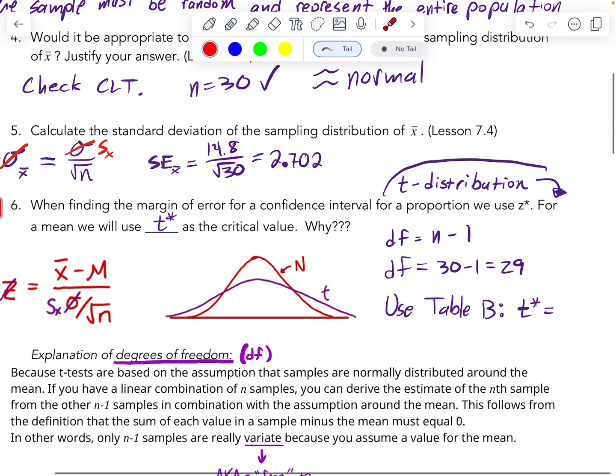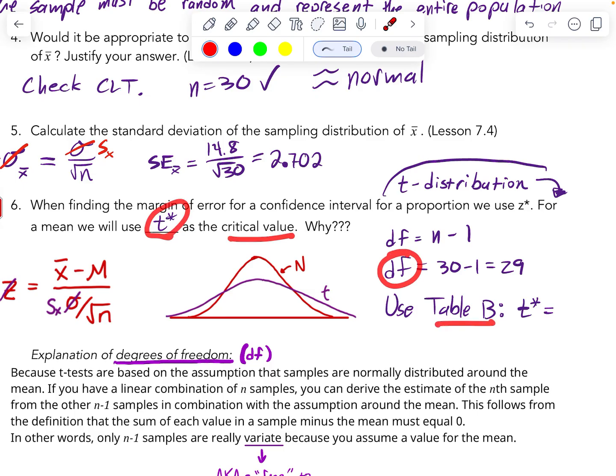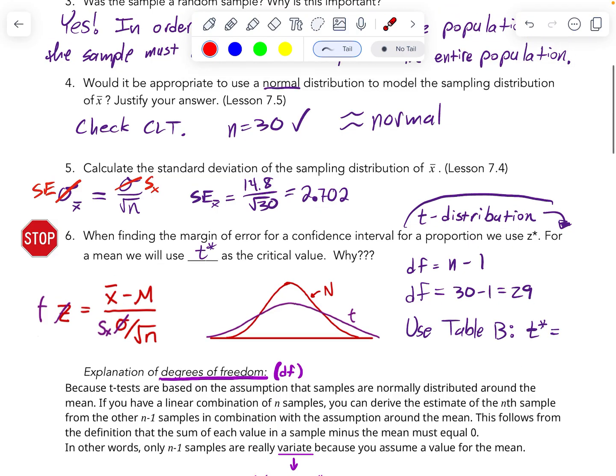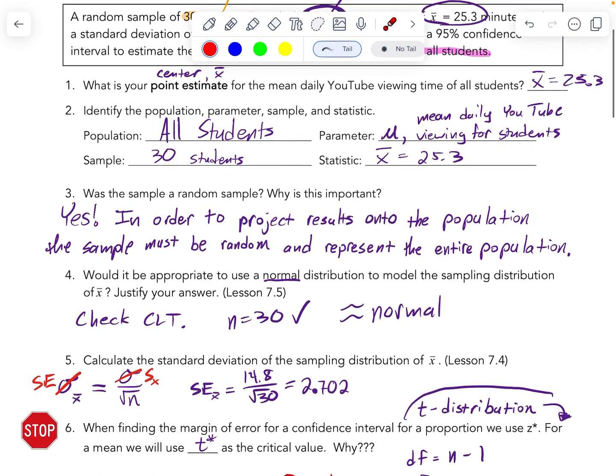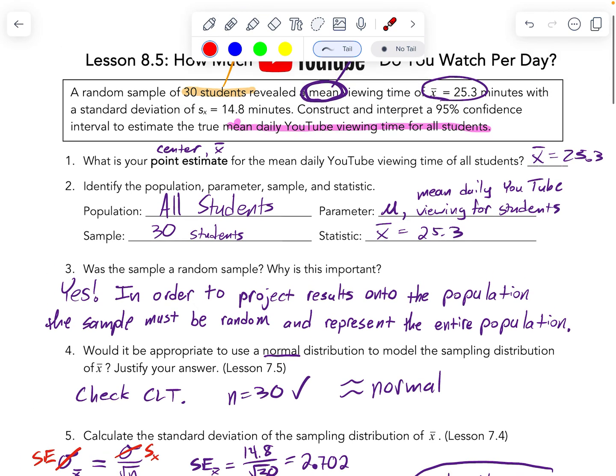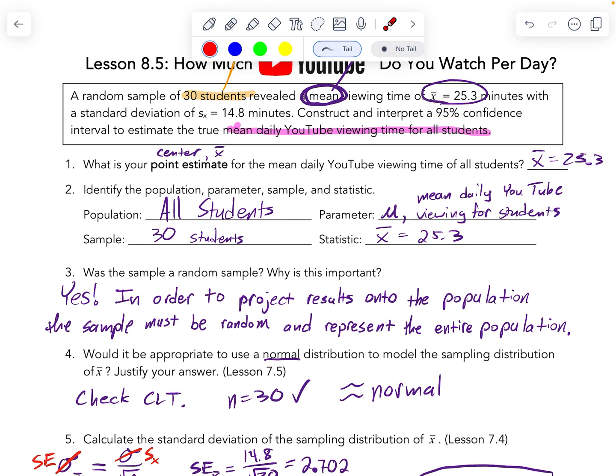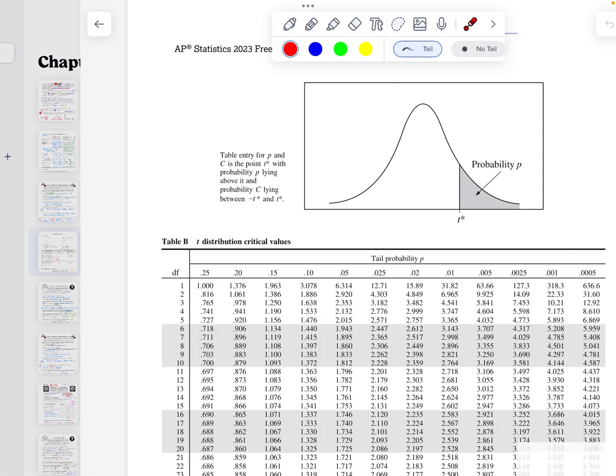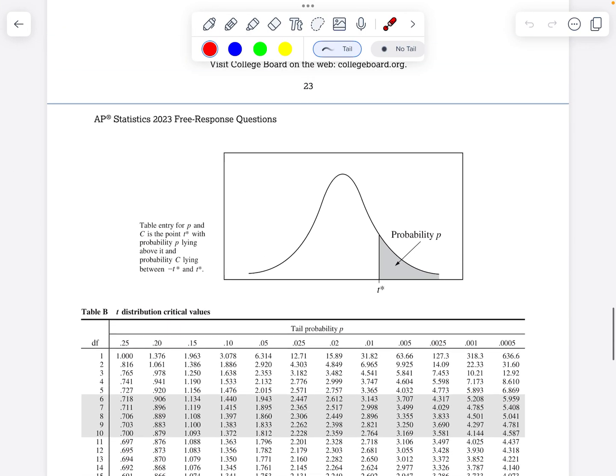We look up our critical values in table B using the degrees of freedom. So there's no set list for this. You always have to look up your t-star in your green packet. So I'm going to keep in mind 29, and I'm also going to keep in mind 95%. Okay. So to my College Board sheet, scroll to almost the back.